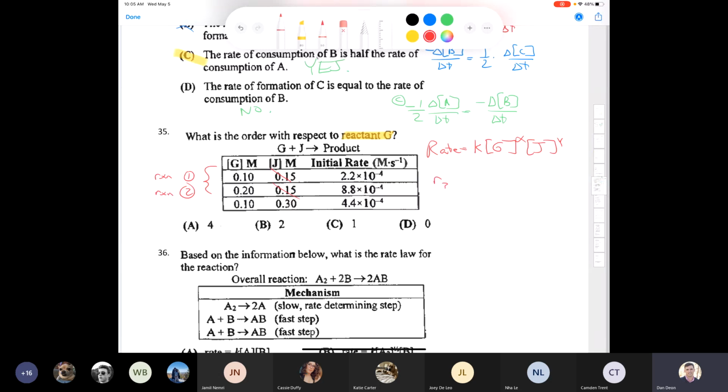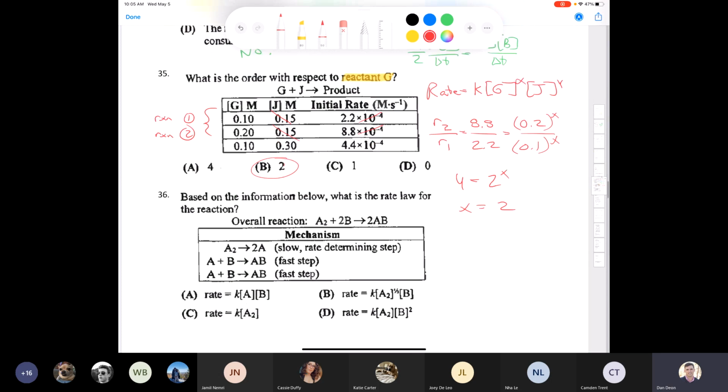So if I take the rate of 2 and I divide it by the rate of 1, I get 8.8 divided by 2.2. I'm just going to cross all this out because it's identical. It's going to be equal to 0.2 to the power of X divided by 0.1 to the power of X, like that. You take 88 divided by 22, you get 4 is equal to 2 to the power of X. X is equal to 2, and so the reaction is second order with respect to G.